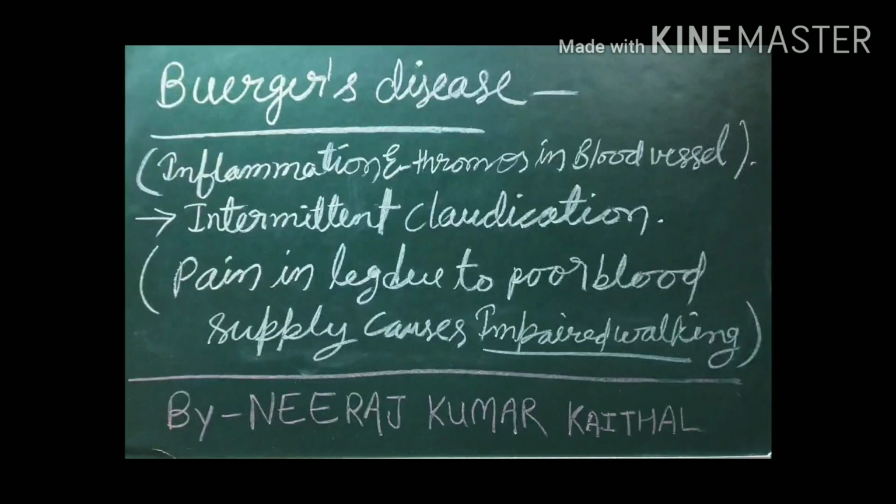Next condition is Buerger's disease. Buerger's disease is the inflammation and thrombus in blood vessel. In this disease, important characteristic is intermittent claudication. Intermittent claudication means pain in leg due to poor blood supply that causes impaired walking.